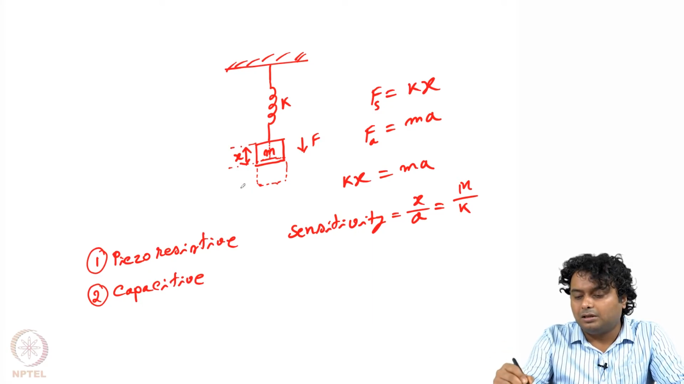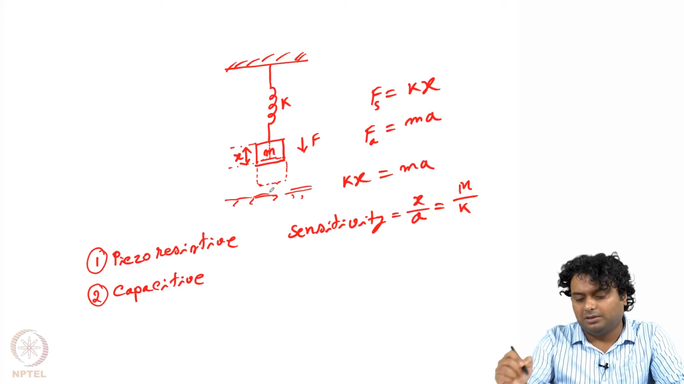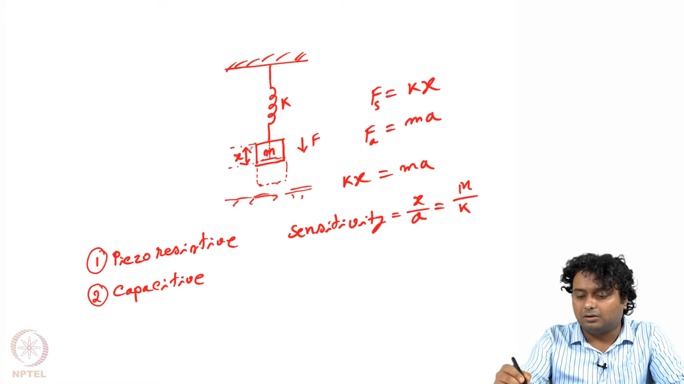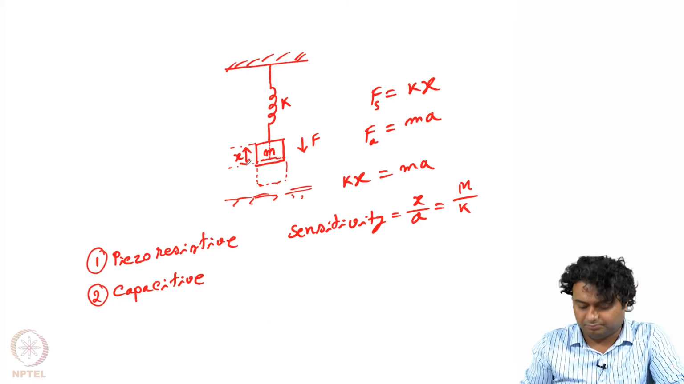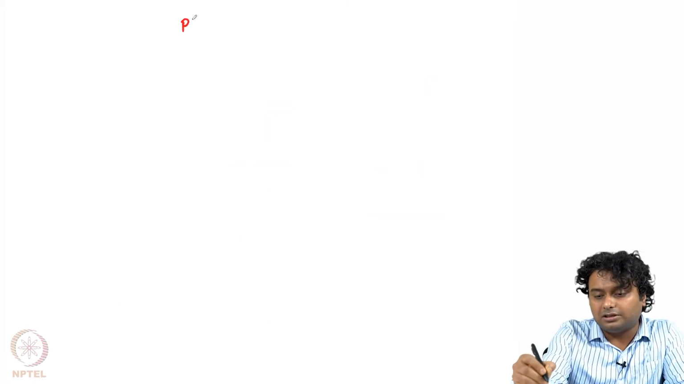There will be some base plate here, and with that base plate we will measure, let us say if this mass is the top plate, then how much is the capacitance in between the top plate and the bottom plate, and accordingly we can measure the distance or the deflection of the mass. Now let us discuss a bit about the piezoresistive one.